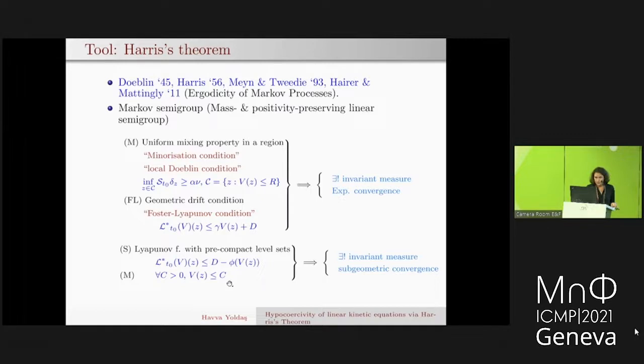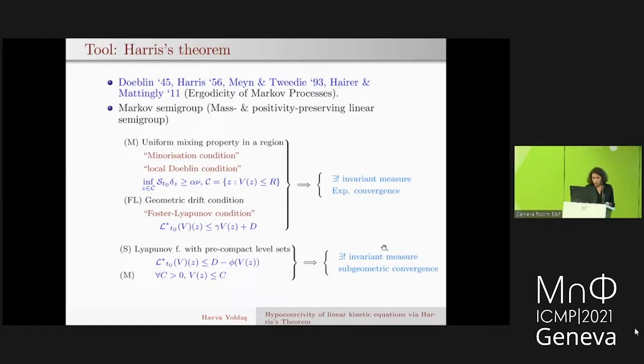In the case of subgeometric convergence, the Lyapunov condition should be of a different form. It should satisfy more properties, which I just wrote here, but I won't be able to mention them all. But this phi should be a concave function here.